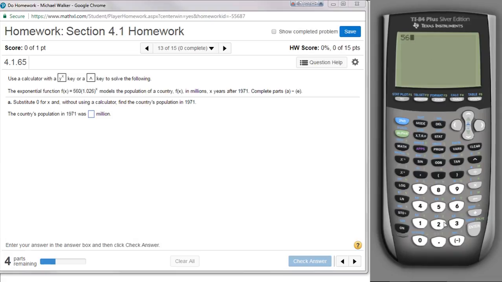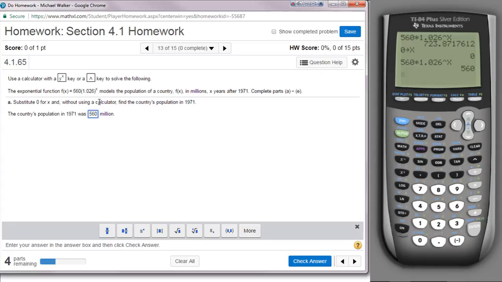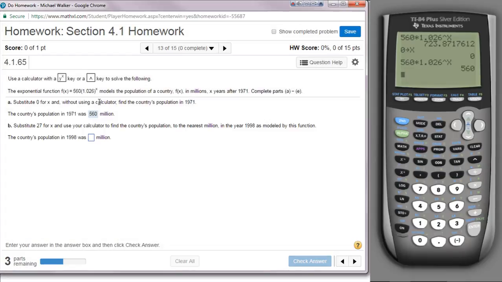I'm going to use my nice little calculator trick of 560 times 1.026 raised to the x. I hit enter and get some gibberish number because I did not bother to check my value for x. X needs to be 0. So I'm going to take 0 and store it as x, hit enter, go back to that equation, and hit enter. There we go, 560. That's the proper value, 560 million. Great.